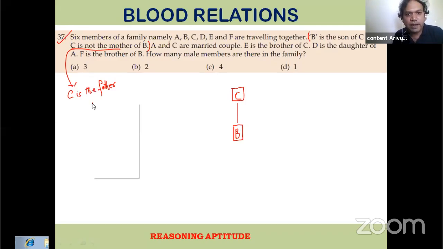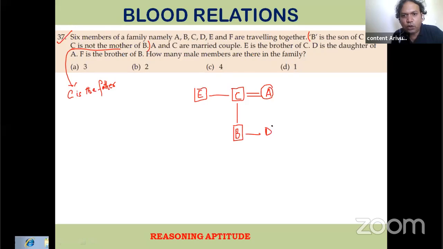A and C are married couple. So now we know that A is a female, because one of the married couple is male, so the other one must be female. E is brother of C. Okay, so horizontal line. D is daughter of A. So C and A have two children, one is B, one is D.